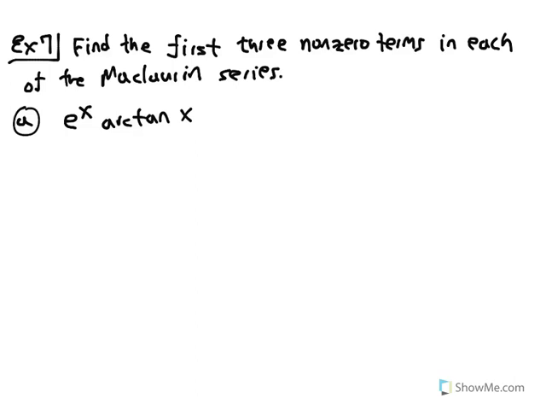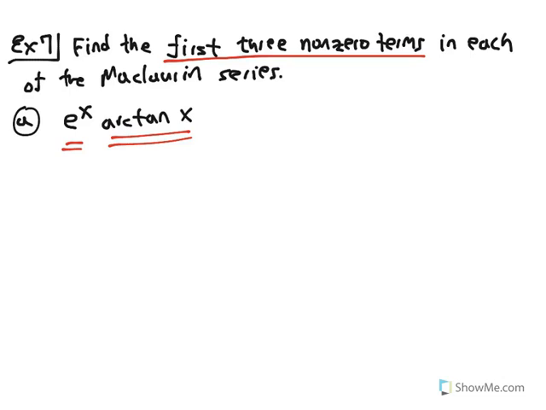Example 7, Part A, find the first 3 non-zero terms in each of the Maclaurin series. So there's a Part B, and for Part A we have e to the x times arctangent of x, and we have a different function for Part B. So find the first 3 non-zero terms in each of the Maclaurin series.